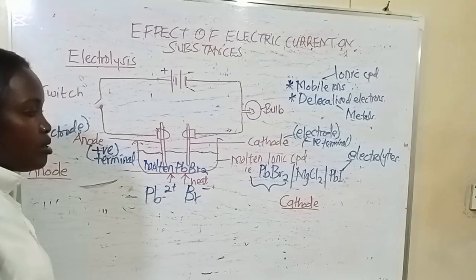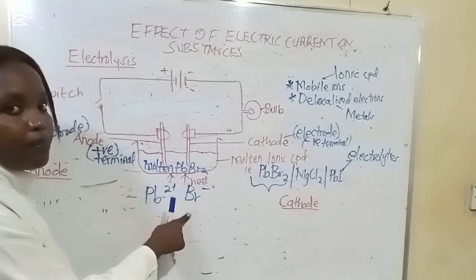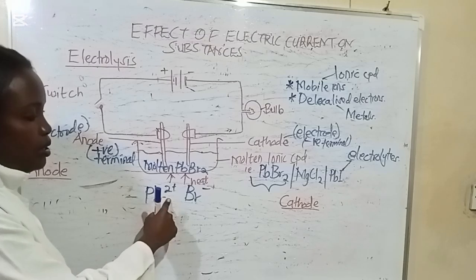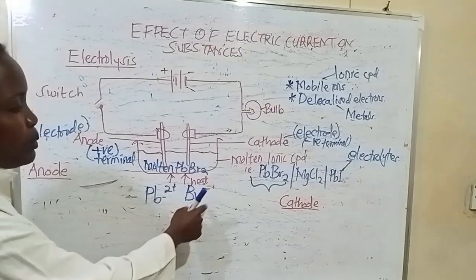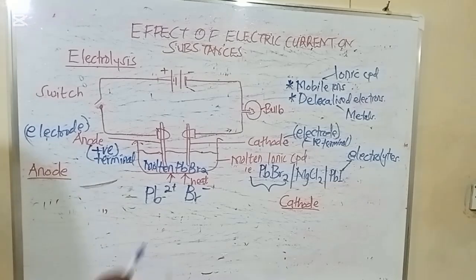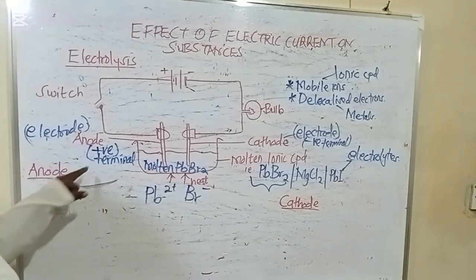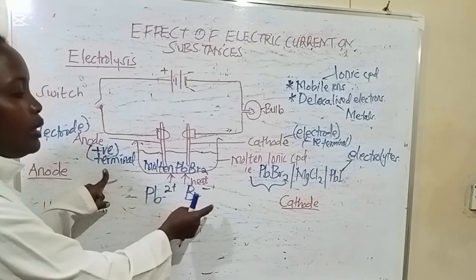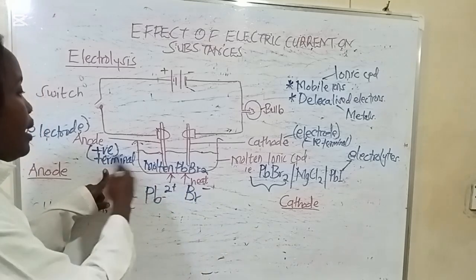They are negatively charged. Remember, bromine is a halogen, and lead is a metal. So it has a positive charge, and bromine has a negative charge. It is important for you to know that. So we are saying at the anode, which is the positive terminal, we're going to have the negatively charged ions moving towards the anode.